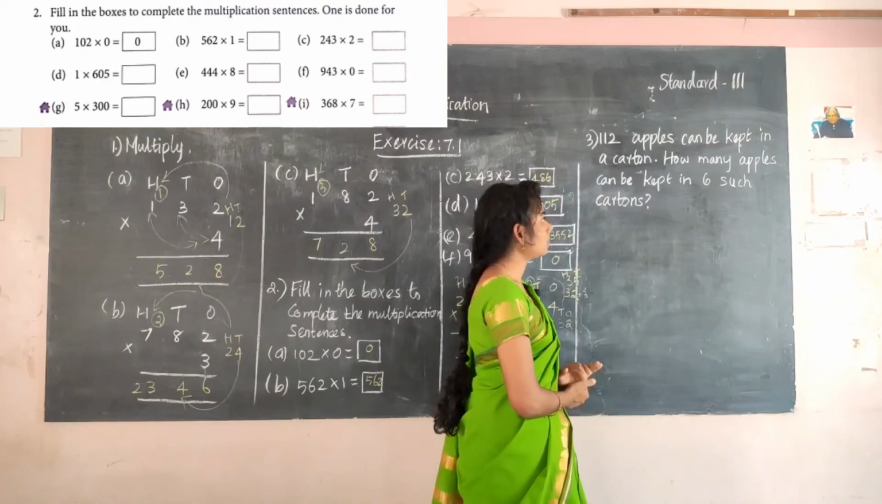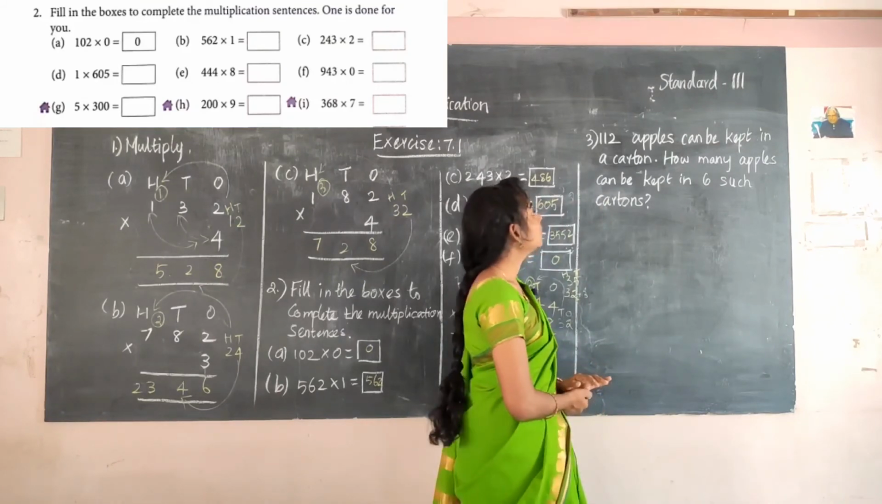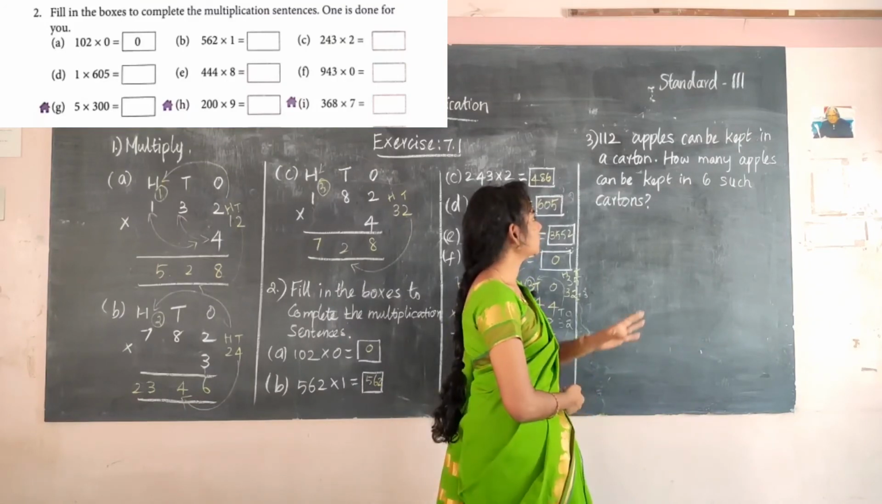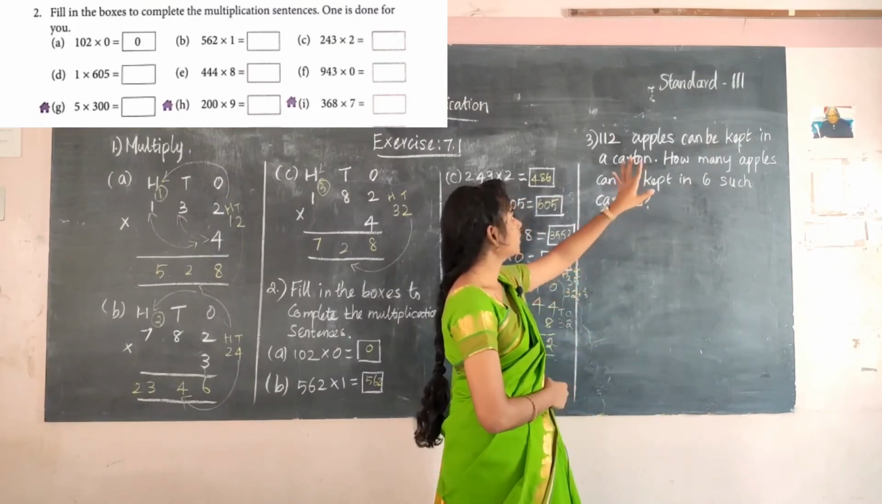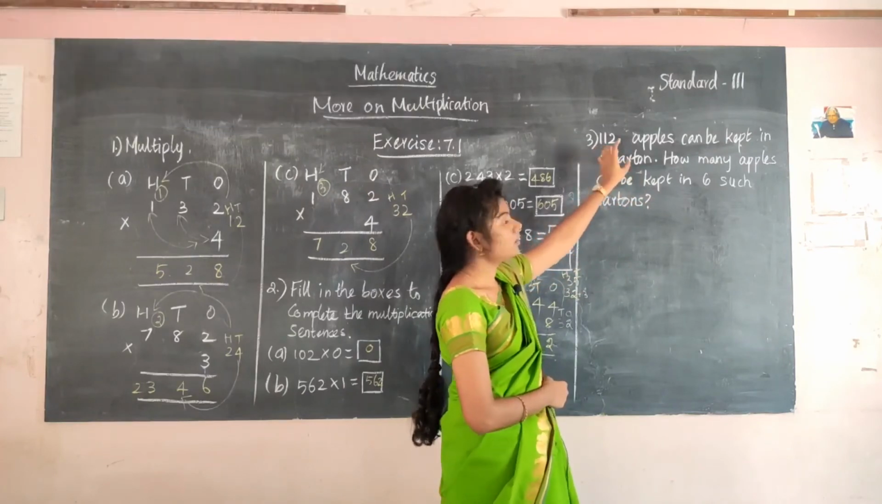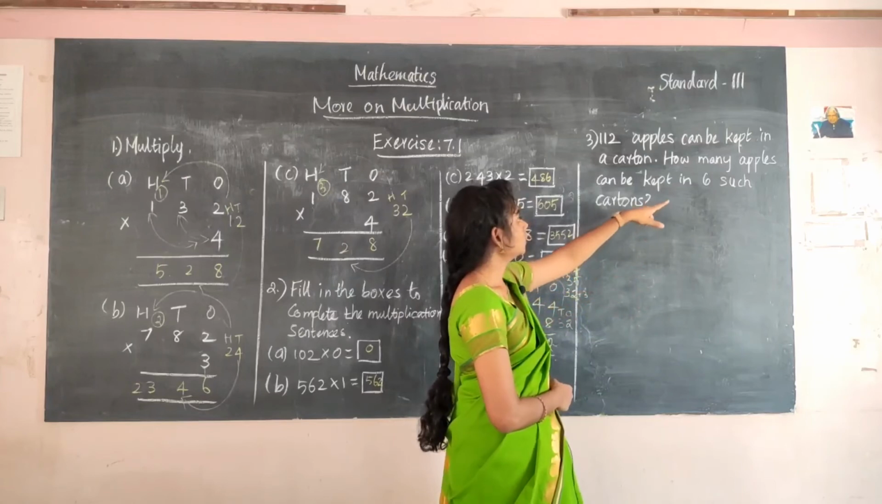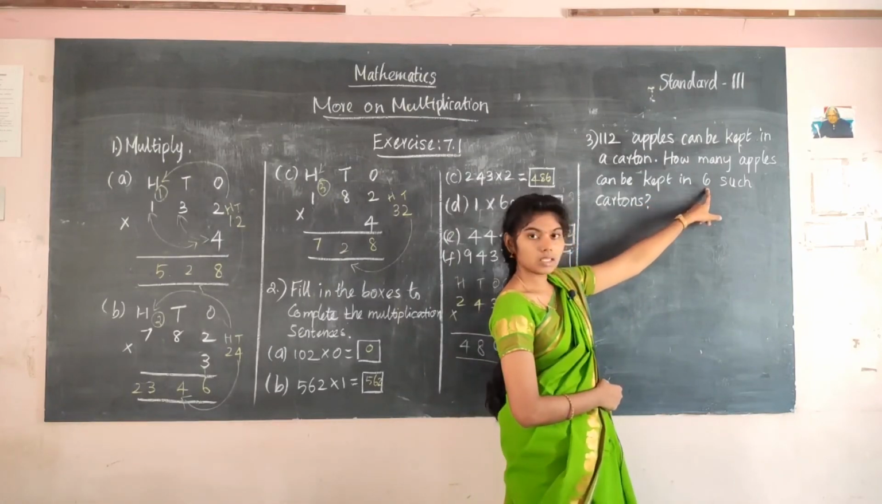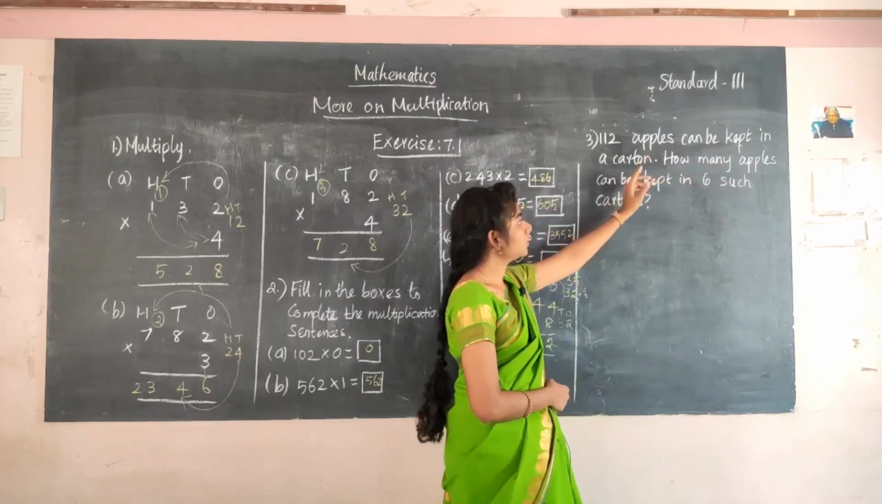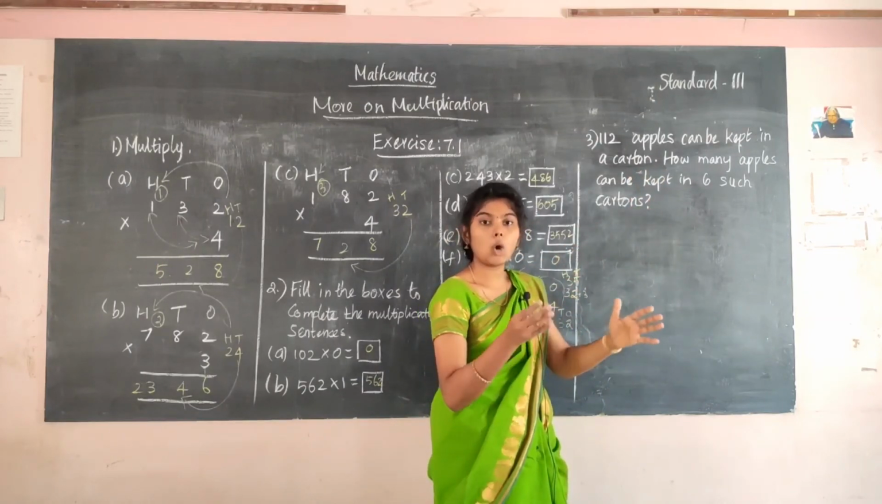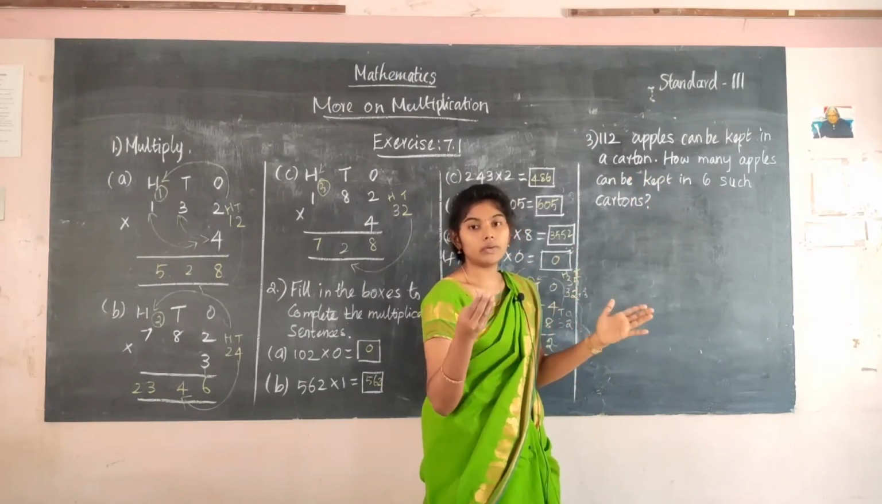112 apples can be kept in a carton. How many apples can be kept in 6 such cartons? So in each carton, 112 apples can be kept. In one box it can be kept. So here if there are 6, how many apples will be there? In 6 cartons how many apples can be kept? That is what we are going to find.